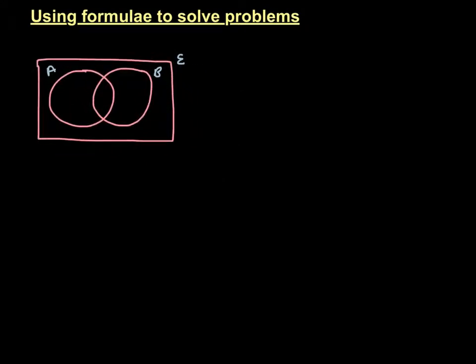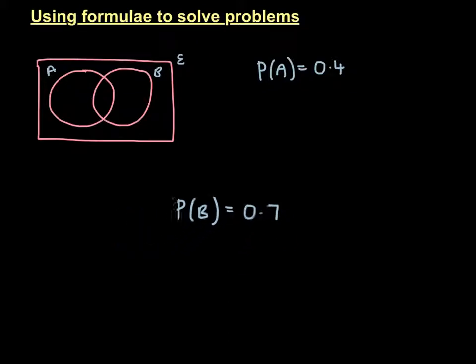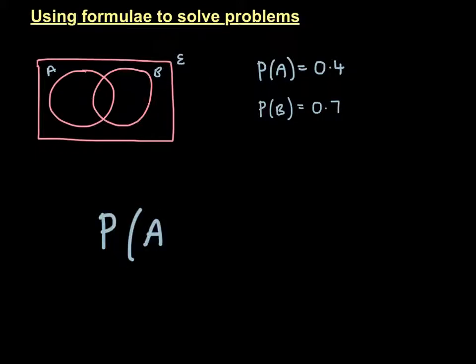So I'm going to have two events, A and B, represented by a Venn diagram. Probability of A is going to be 0.4. And then probability of B is going to be 0.7. Now we can't fill that into the Venn diagram because we don't know if there's an intersection or what that intersection is.